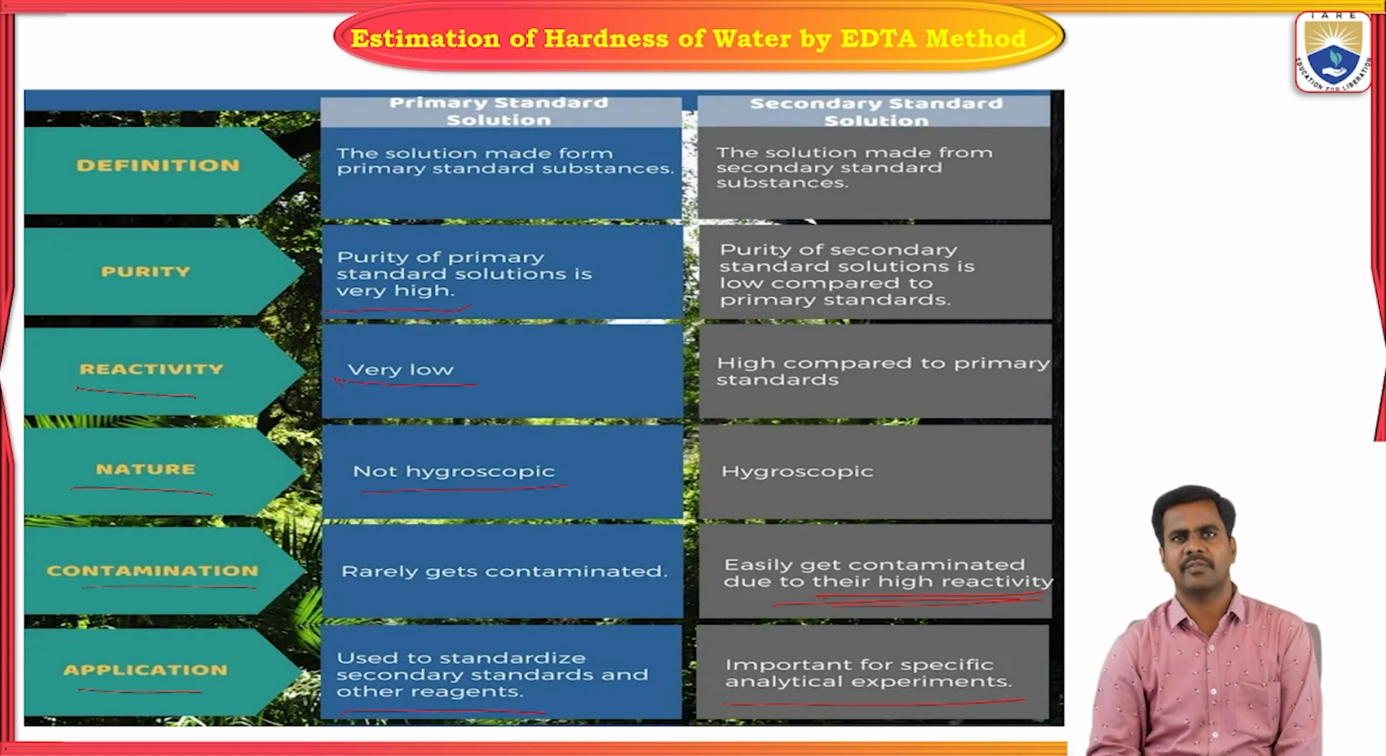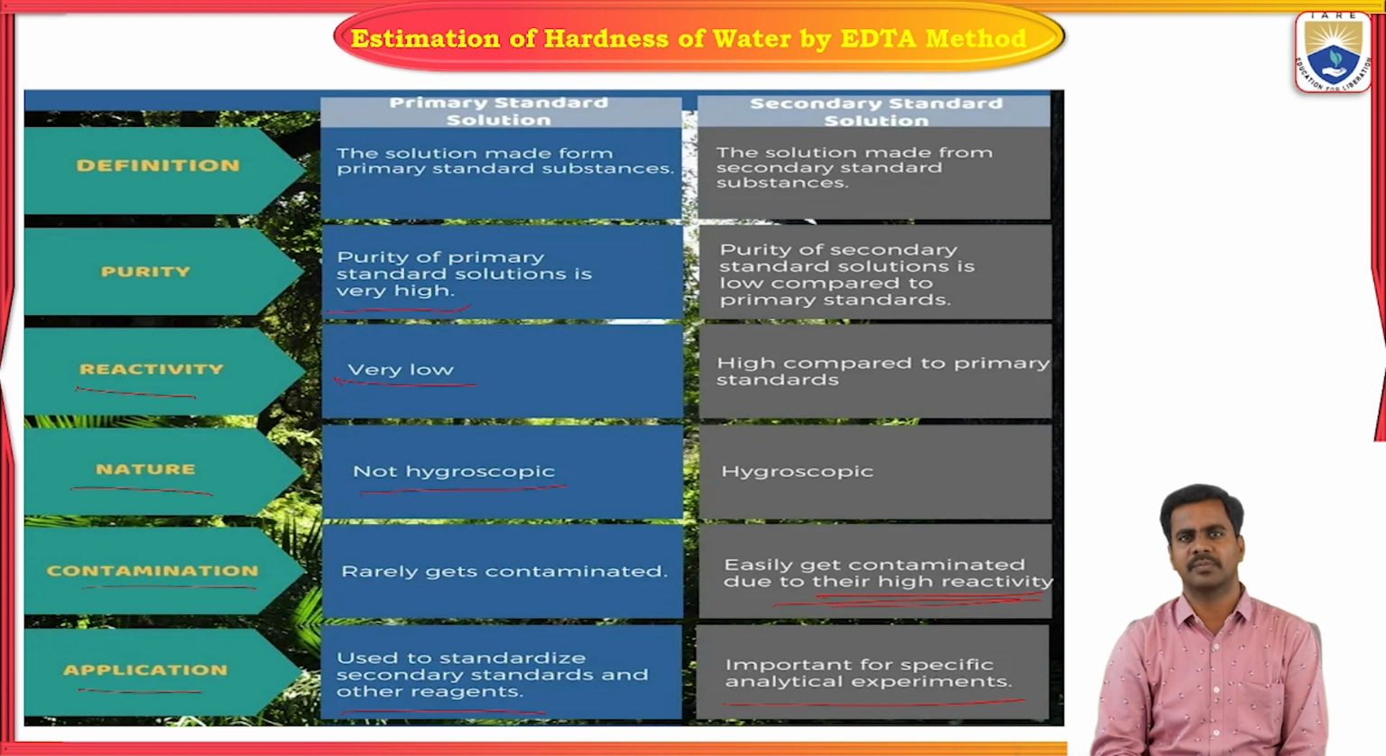So these are the differences between the primary standard and secondary standard. Purity for a primary standard is very high, and for a secondary standard is very low. Reactivity for a primary standard is very low, and for a secondary standard is very high. Coming to the nature, primary standards are non-hygroscopic, whereas secondary standards are hygroscopic in nature. Contamination: primary standards are rarely contaminated, and secondary standards are easily contaminated.